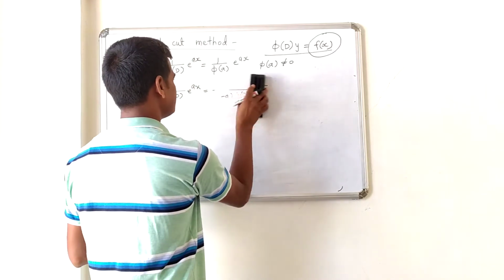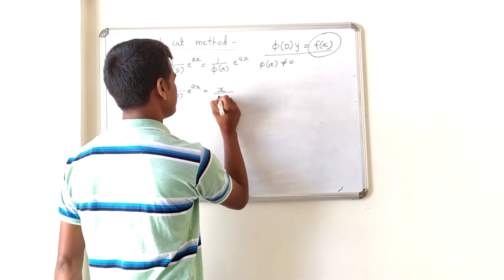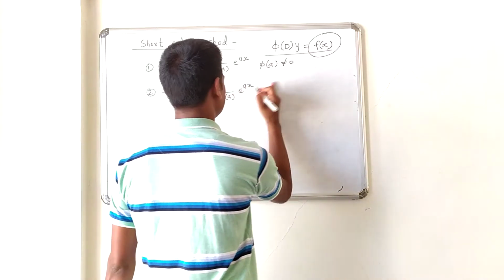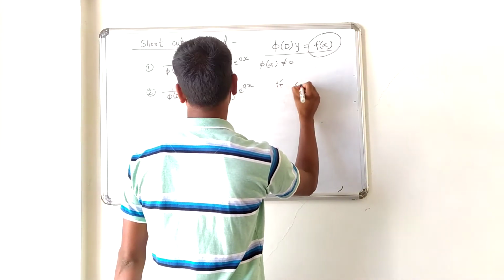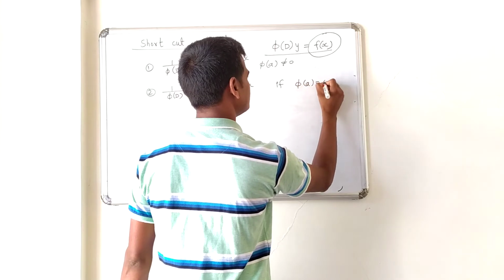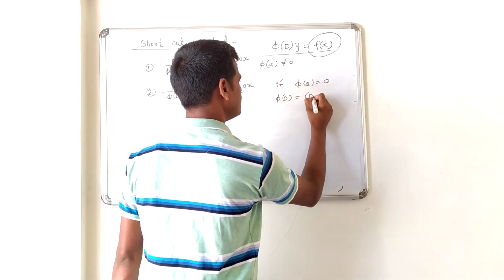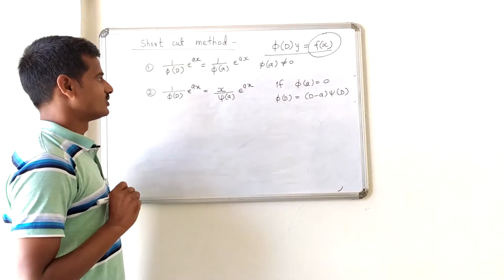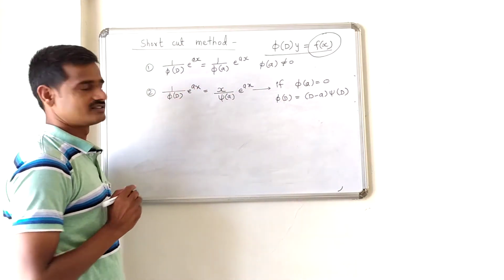D minus a psi of D e to the power ax. So I will write here x upon psi of a e to the power ax. This is under the situation if phi of a is equal to 0 and phi of D is equal to D minus a into psi of D. Okay, so under this situation you will get this expression.